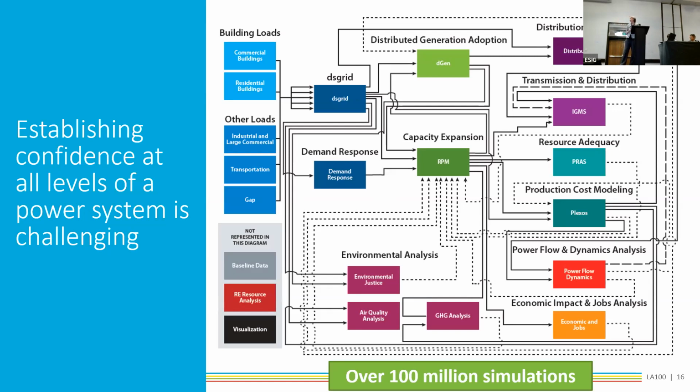Up in the upper left-hand corner, you see the area where we were dealing with loads and demand response. Then in the middle, you have the capacity expansion questions with DGen and RPM. And then to the right, you have a lot of reliability testing. And going back to the previous talk, RPM, our capacity expansion model, was the engine for developing all these scenarios. But then on the right, a lot of reliability testing to make sure that the systems built by RPM actually are going to work. And so there's a lot of iteration there.